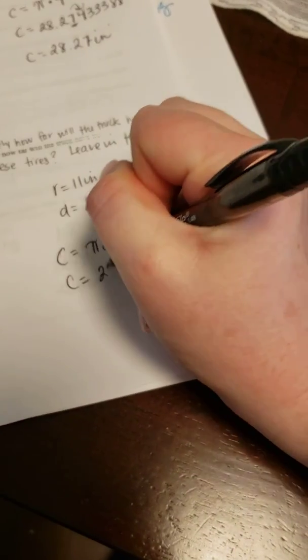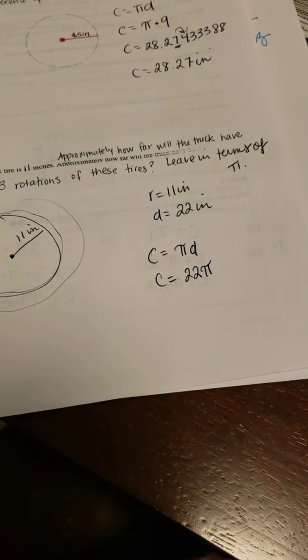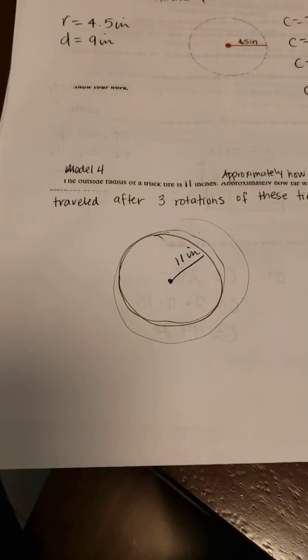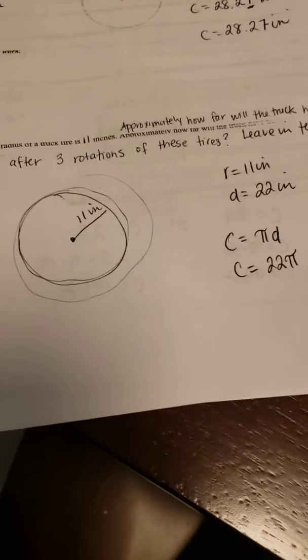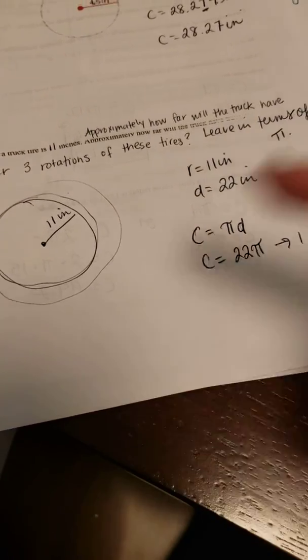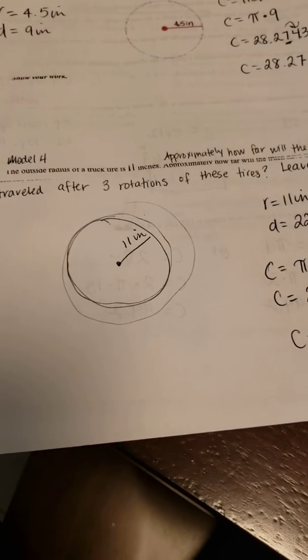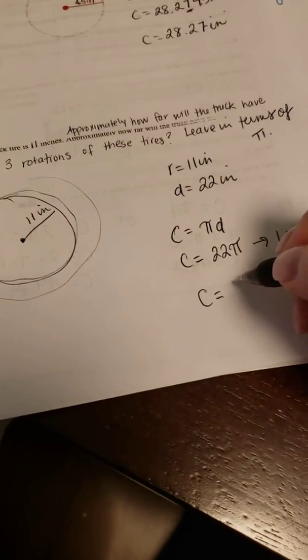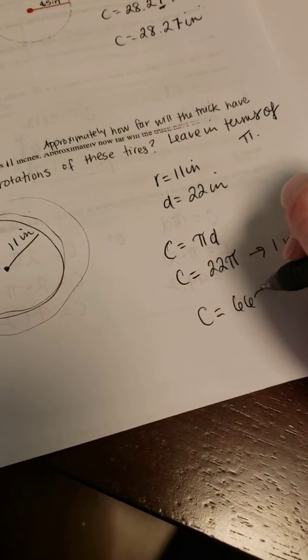So it would be 22 times pi. But it says something about 3 rotations. So this is only 1 rotation. That would be the amount outside. Now it's talking about 3 times. So we would multiply that by 3, which is going to give us 66 pi.